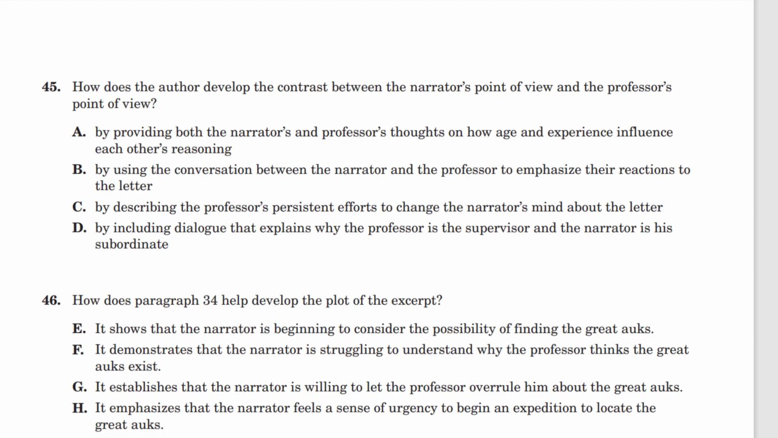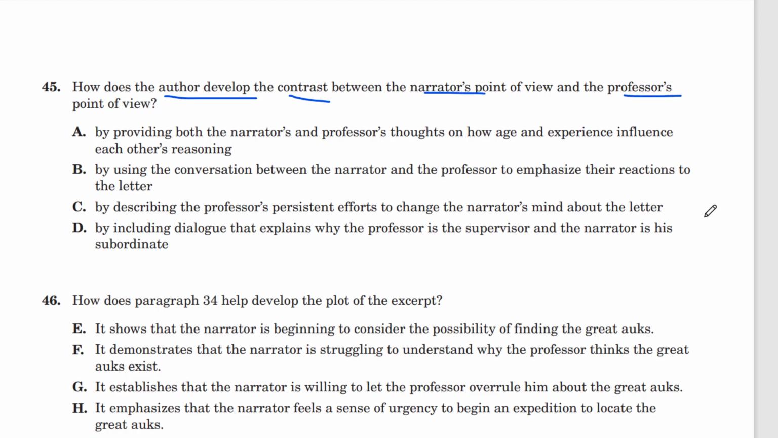45. How does the author develop the contrast between the narrator's point of view and the professor's point of view? Okay, how does the author develop the blank? Well, okay, this is going to be a rhetorical development question. So what techniques, what strategies of writing style does the author use to create this contrast between the narrator and the professor's point of view?